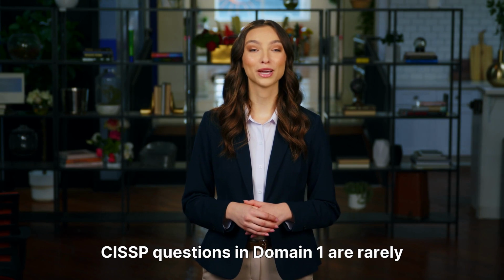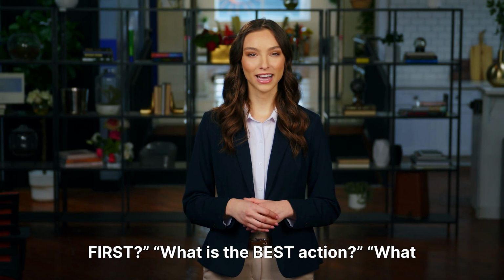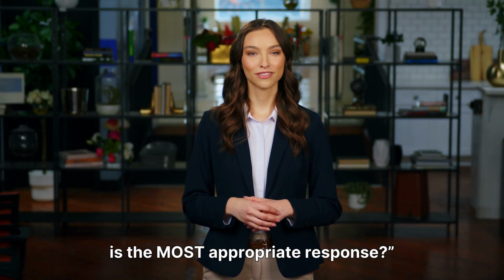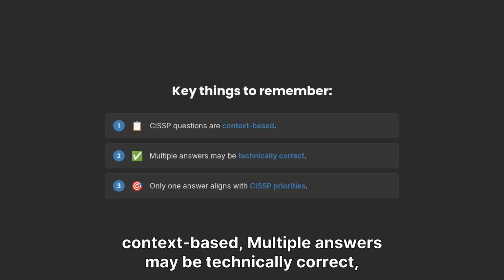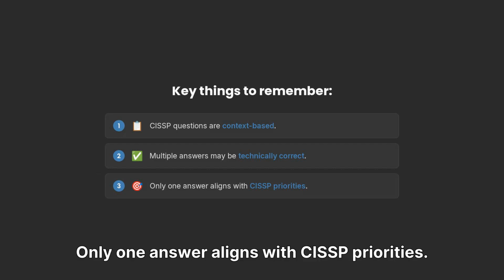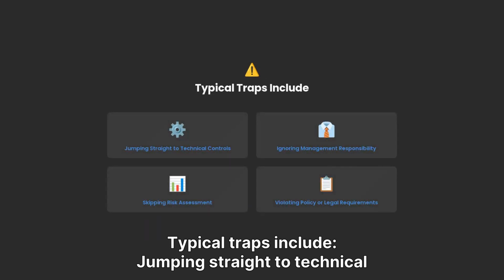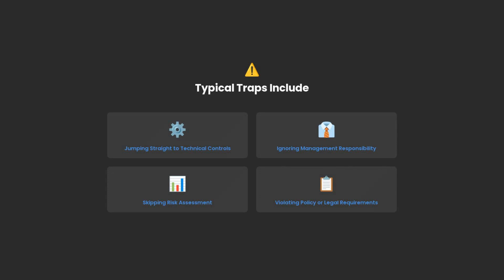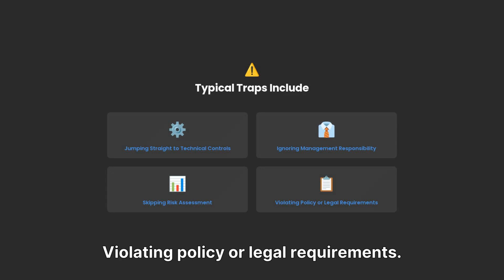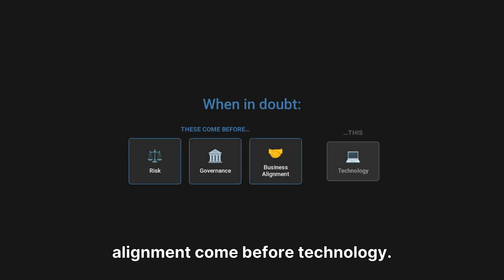How questions are framed in Domain 1. CISSP questions in Domain 1 are rarely direct. They often ask, what should be done first? What is the best action? What is the most appropriate response? Key things to remember. CISSP questions are context-based. Multiple answers may be technically correct. Only one answer aligns with CISSP priorities. Typical traps include jumping straight to technical controls, ignoring management responsibility, skipping risk assessment, violating policy or legal requirements. When in doubt, risk, governance, and business alignment come before technology.